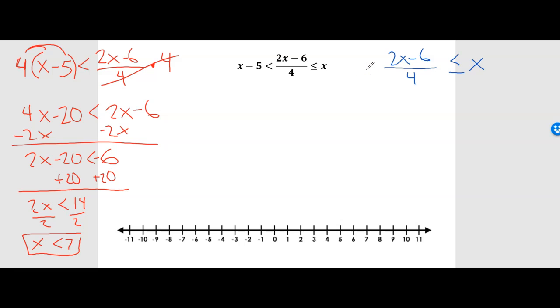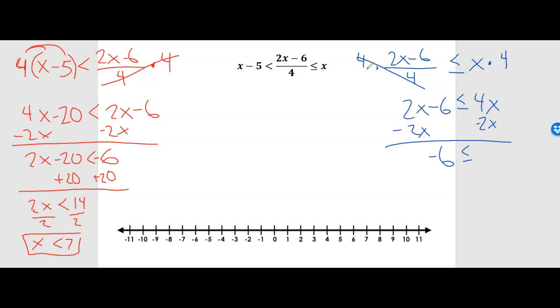Let's go ahead and solve blue. I'm going to multiply both sides by 4. So I get 2x minus 6 is less than or equal to 4x. Subtract 2x from both sides. I get negative 6 is less than or equal to 2x. Divide both sides by 2. And I'm going to read it starting with my x. So I can say x is greater than or equal to negative 3.